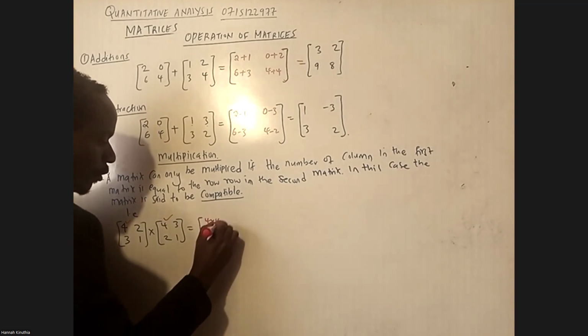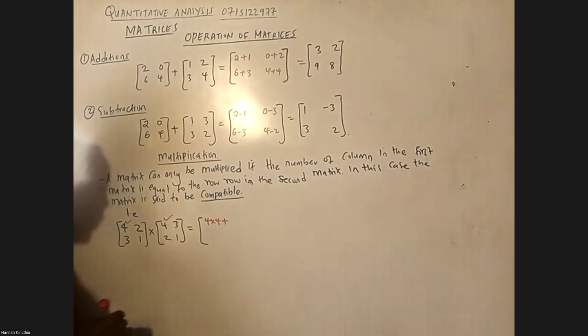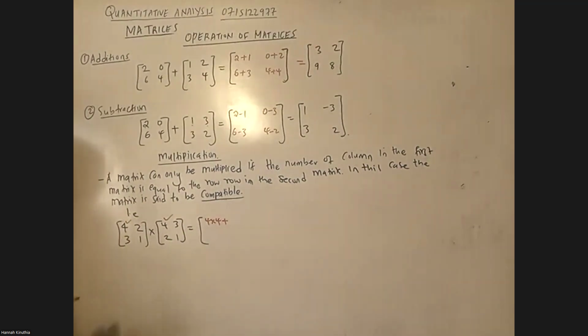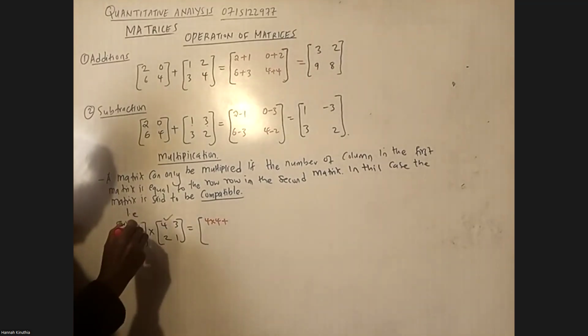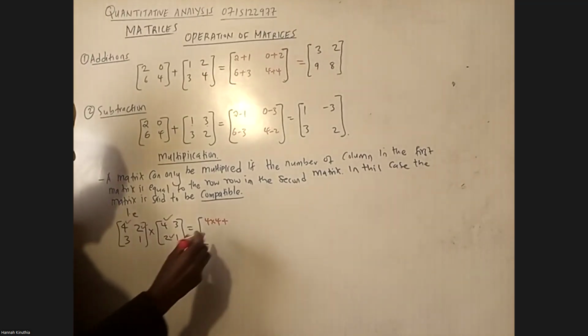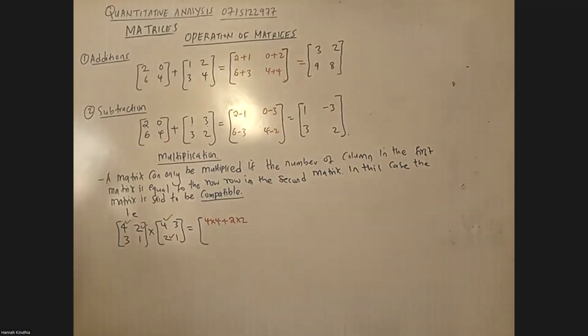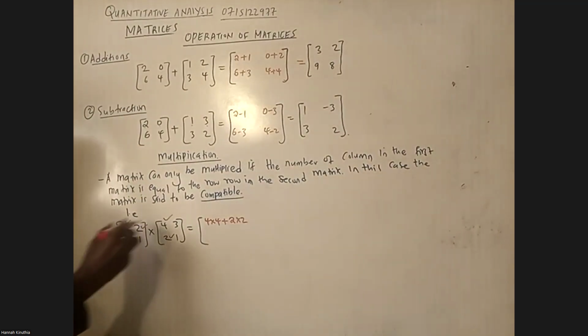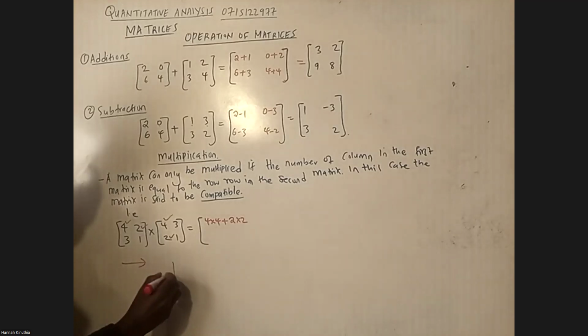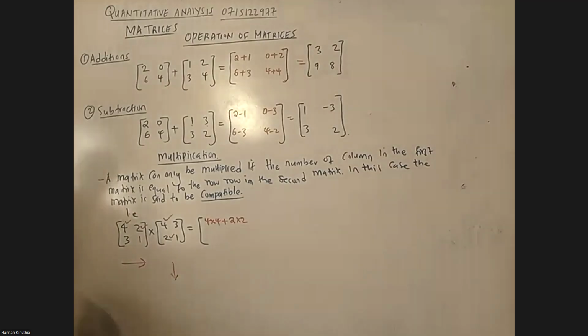4 times 4 plus... So we are saying under the first column, 2 times 2. That is the first one, we have finished. So for the first one you go this way, for the second you go down.